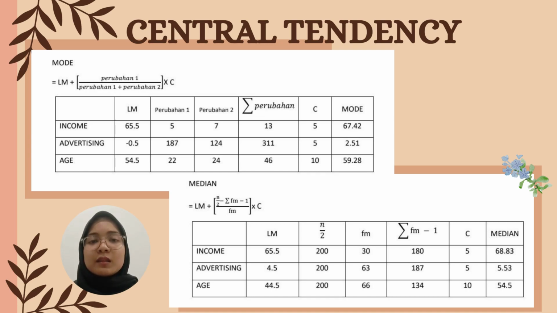Next, to calculate median, we must identify the lower boundary of the median class, the frequency of the median class or FM, the cumulative frequency before the median class or FM minus 1, and the class size. Median for income is 68.83, advertising is 5.53, and age is 54.5.